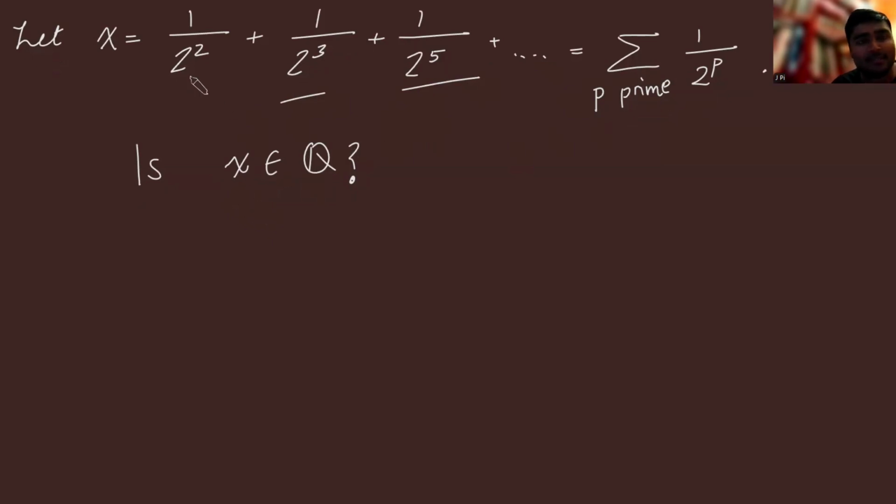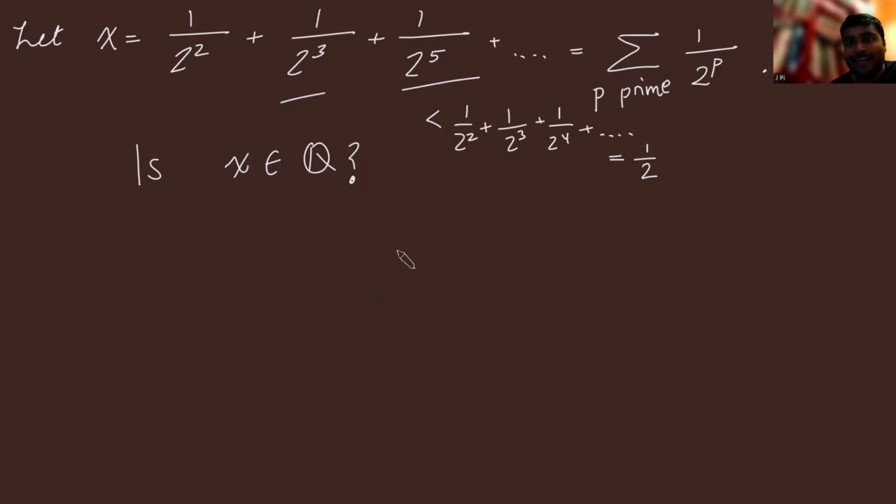Well, firstly, let's appreciate that x is indeed a finite number. This thing here is less than the geometric series 1 over 2 squared plus 1 over 2 cubed plus 1 over 2 to the 4 and so on. And this just turns out to be a half. So x is definitely finite, it's positive and less than a half. Is it a rational number?